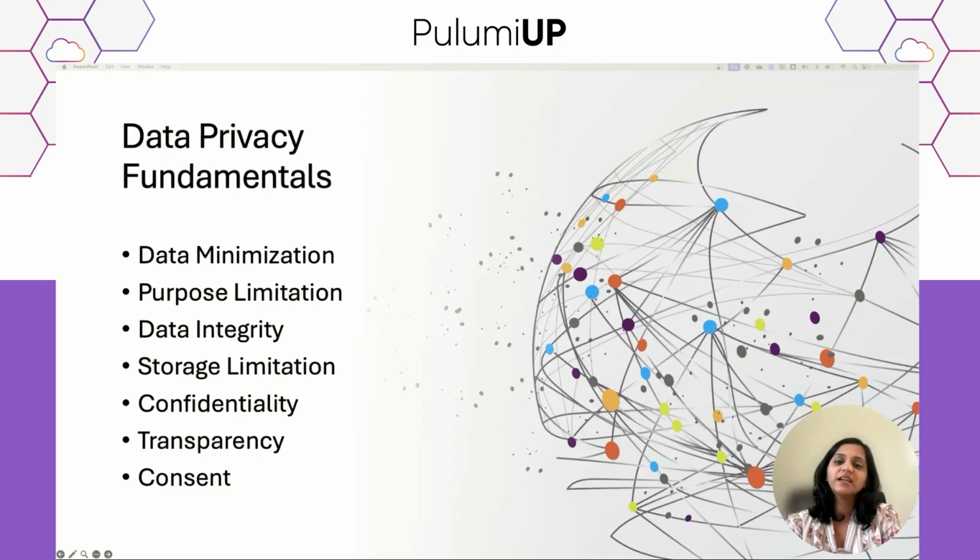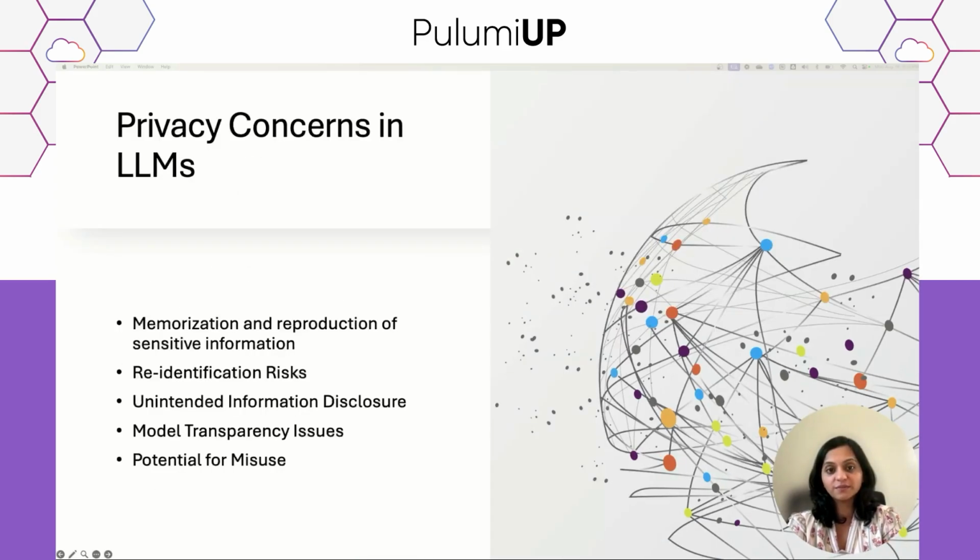These questions lead us to our next topic, the specific privacy challenges that arise when we apply these principles to large language models. Now that we have established the fundamental principles of data privacy, let's examine how these principles collide with the unique capabilities of large language models, creating specific challenges that the AI community is grappling with.